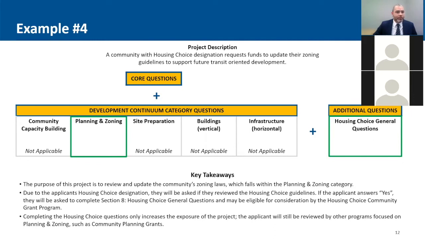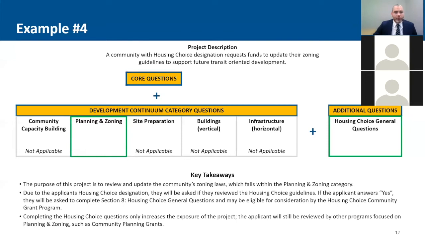The process is similar for Housing Choice communities submitting a project through the infrastructure section. However, in this case, they'll be asked to indicate whether the project's budget falls within the program's $250,000 award limit. If the budget does fall within the $250,000 limit, the applicant will then have the opportunity to complete the Housing Choice General Questions.